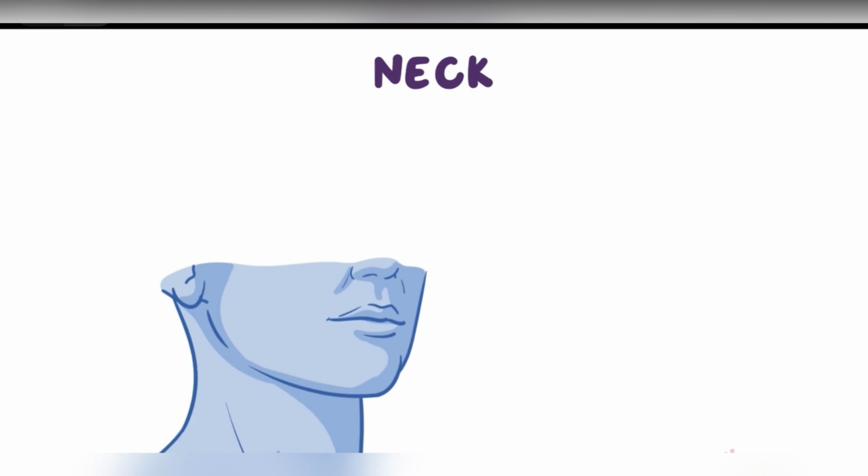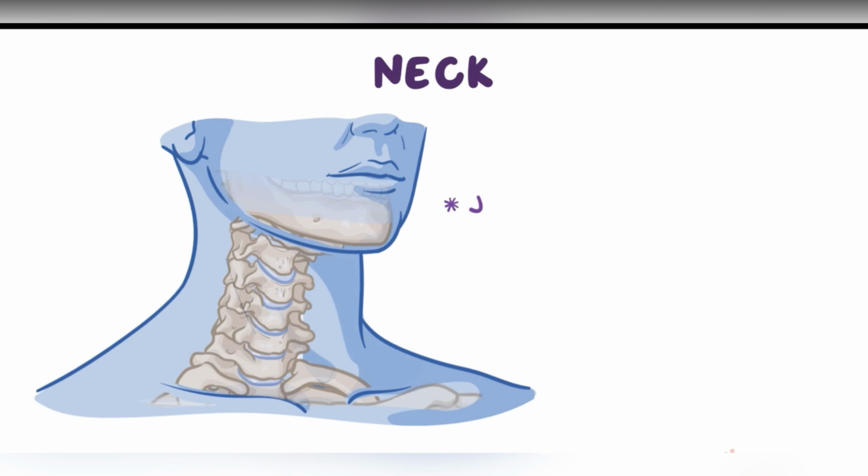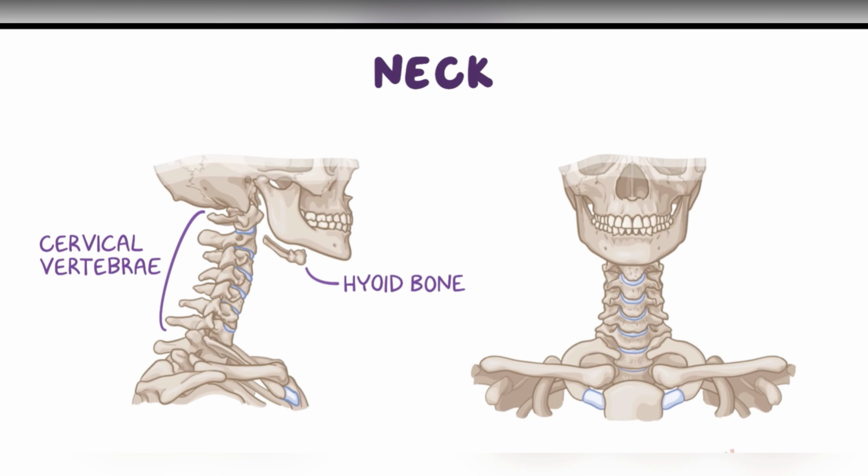The neck is the anatomical region between the base of the cranium superiorly and the clavicles inferiorly, and it joins the head to the trunk and limbs, serving as a major conduit for structures passing between them. The skeleton of the neck is formed by the cervical vertebrae, the hyoid bone, and the manubrium of the sternum, which are part of the axial skeleton, as well as the clavicles, which are part of the appendicular skeleton.